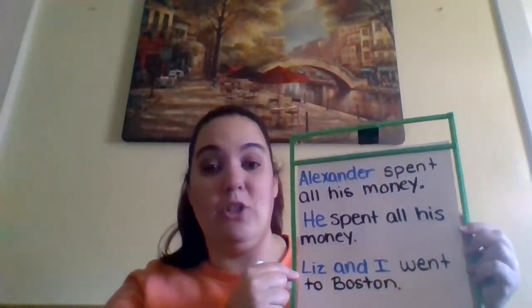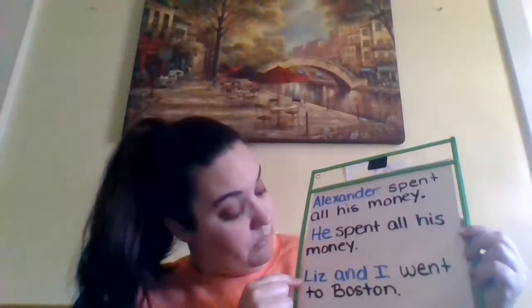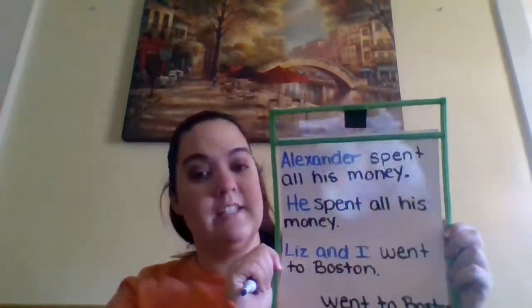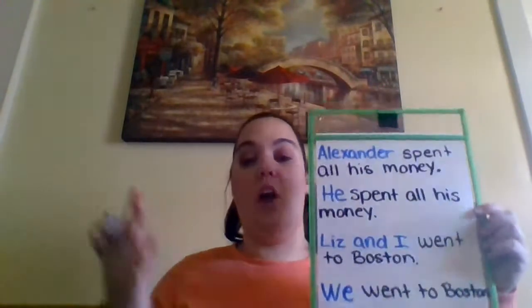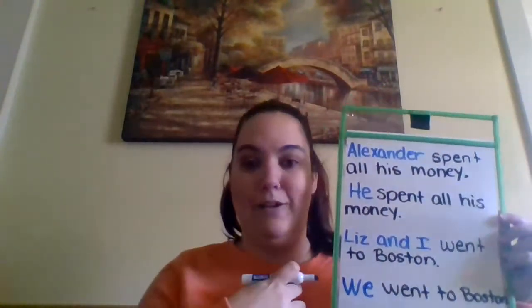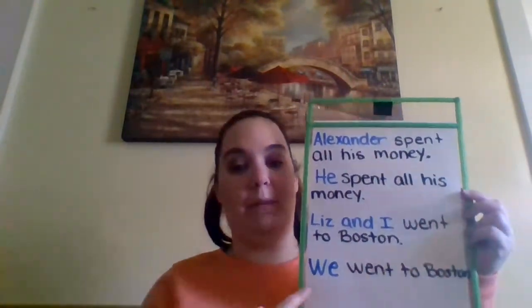Liz and I went to Boston. So my friend Liz and I, we went to Boston a couple years ago for spring break to go look at all the really cool historical sites. So I can replace Liz and I with the word we. When I use the word we, it means there are other people and myself. So I am with a group of people.